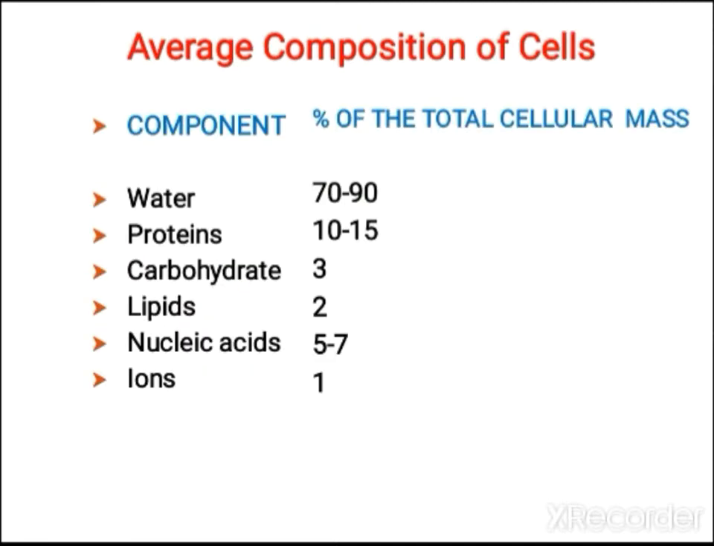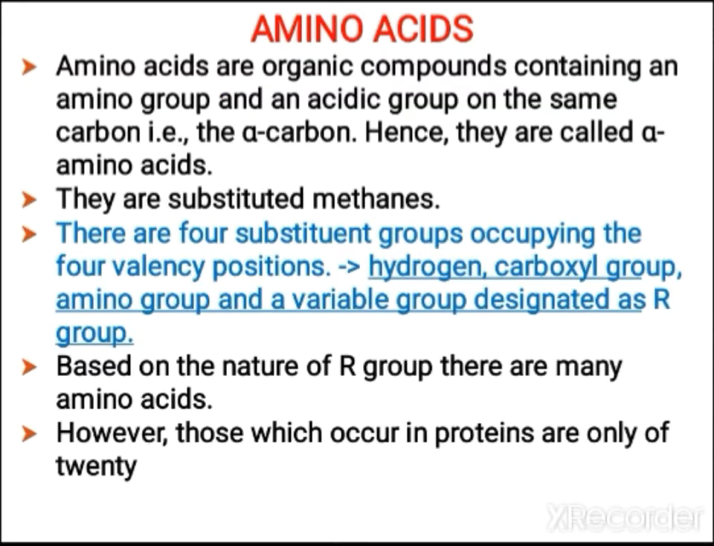First let us study the average composition of cells. What are the components and how much is present? Water is about 70 to 90%. Proteins about 10 to 15%, carbohydrate about 3%, lipids about 2%, nucleic acid about 5 to 7%, and ions the remaining 1%. When you see a cell, approximately these components will be there.